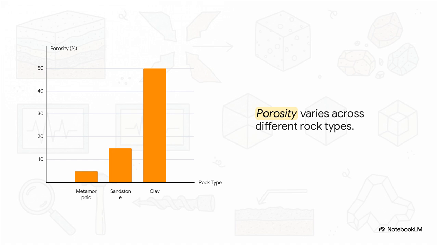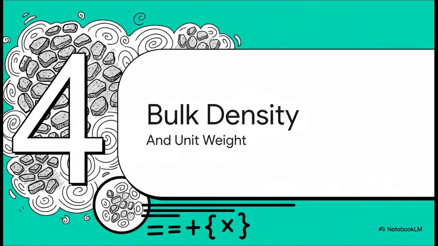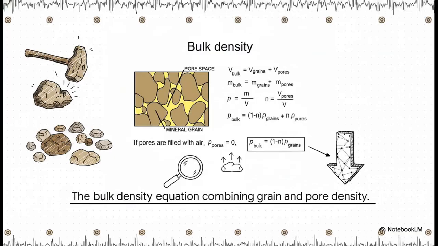And that is exactly why building on clay is so notoriously tricky. You're practically building on half air and water. Moving into Section 4, bulk density and unit weight. Now that we understand both the solid mineral grains and the empty voids, we've got to combine them into one cohesive mathematical picture. Because rocks are porous, the specific gravity of the rock as a whole is always going to be lower than the specific gravity of just the individual mineral grains themselves.